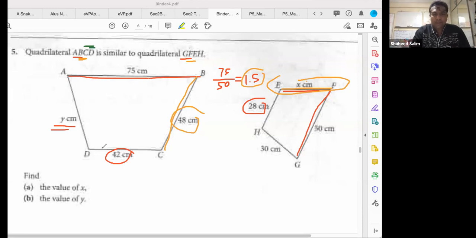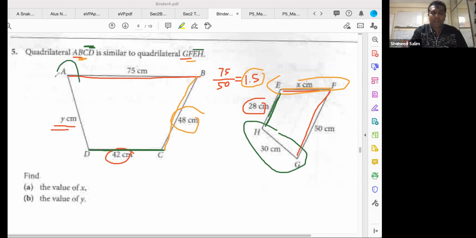I'm using green. CD is here. So CD is similar to EH. EH is here. So the balanced one that is not represented is HG, must therefore be similar to AD. Can you see how I do it? I'm using the letters now. The first two letters must be similar to the first two letters here. Second two letters should be similar, unless they made a mistake right down here.